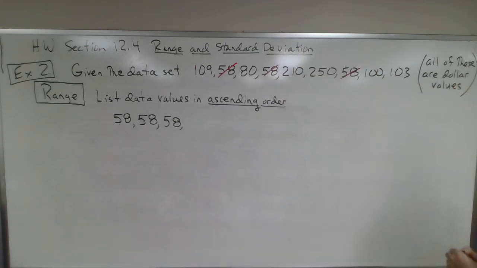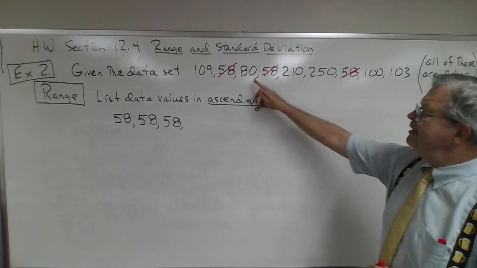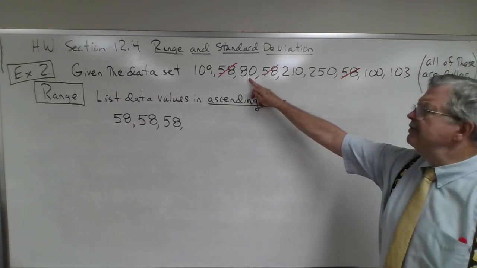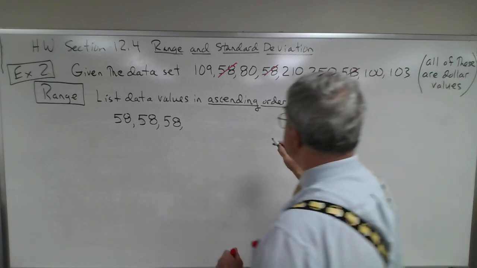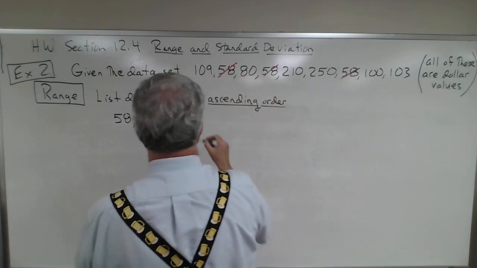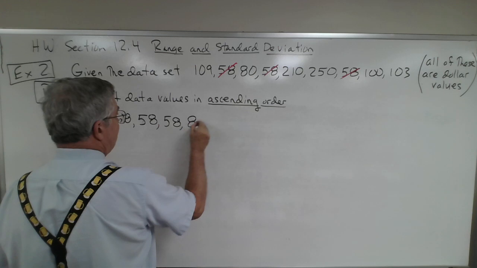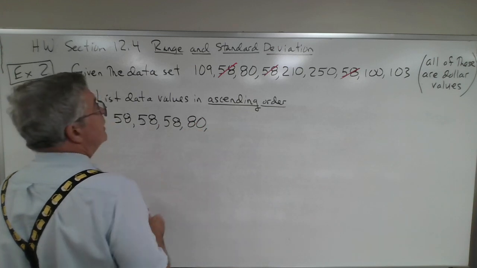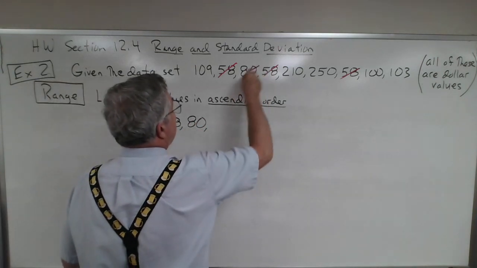What's the next smallest value? Looks like we only have one value left that's less than 100, right? So 80 is our next data value. And we'll cross that out.